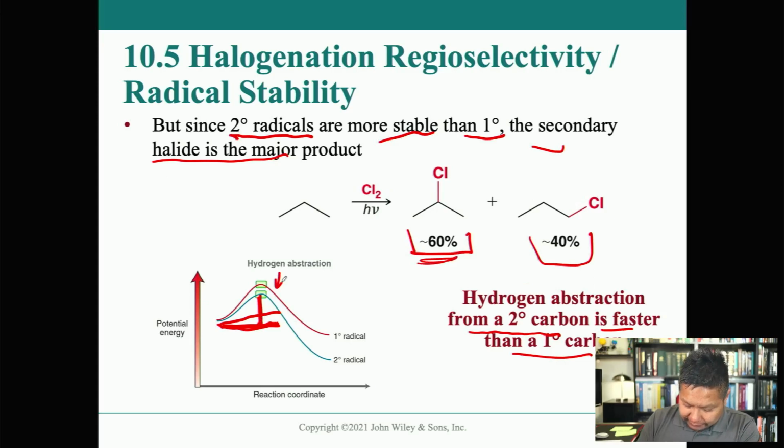But the point about this, though, is that you still get 60% of the secondary halide and 40% of the primary halide, right? So let me say that again. The point is, you still get 60% of the secondary halide, and you still get 40% of the primary halide, right? So that's not super selective.